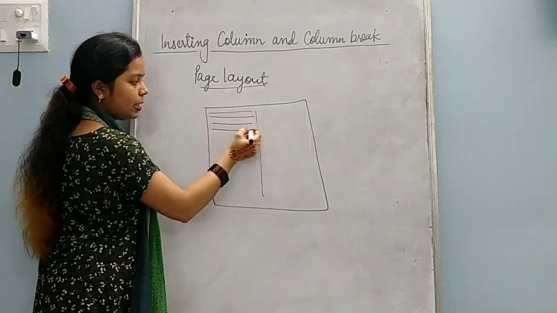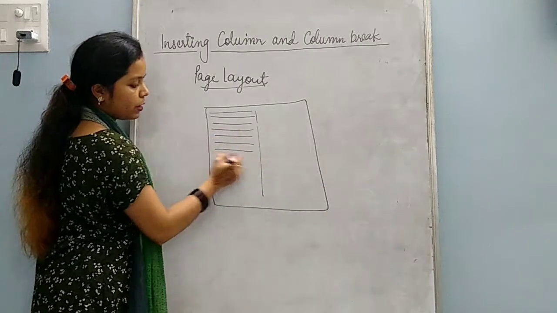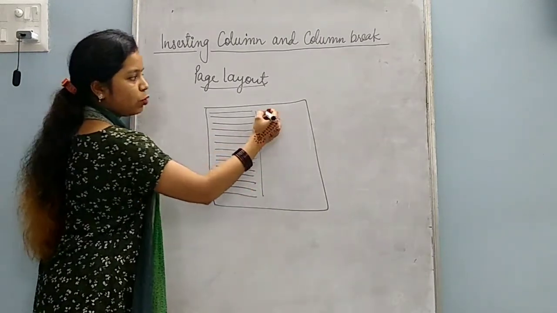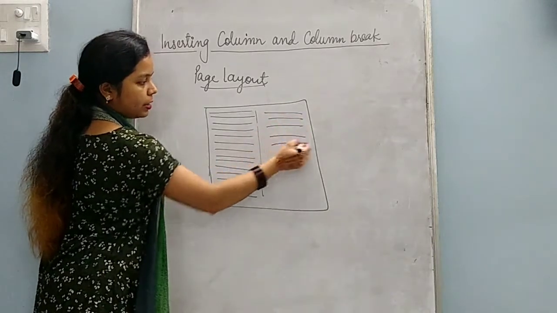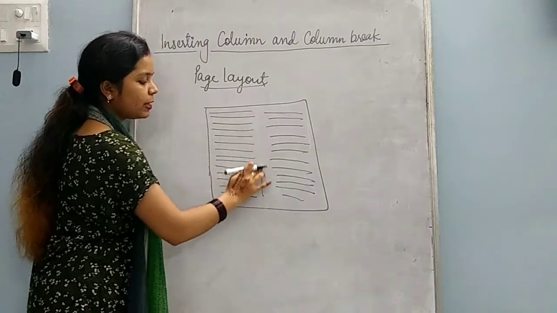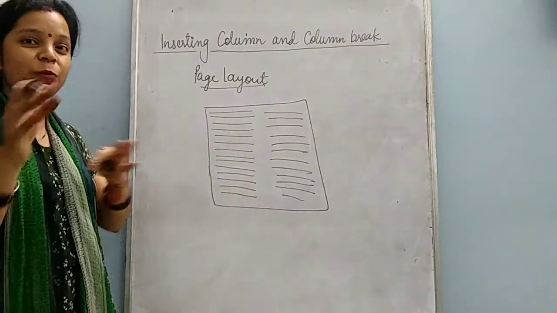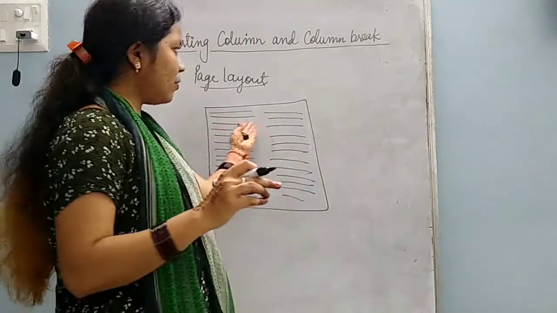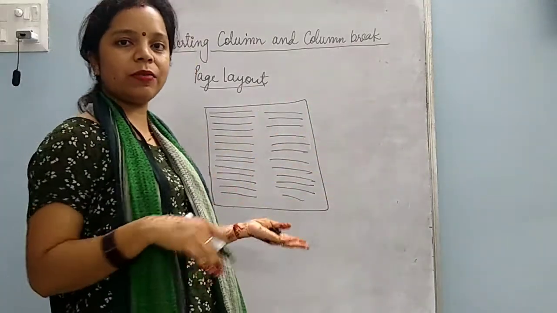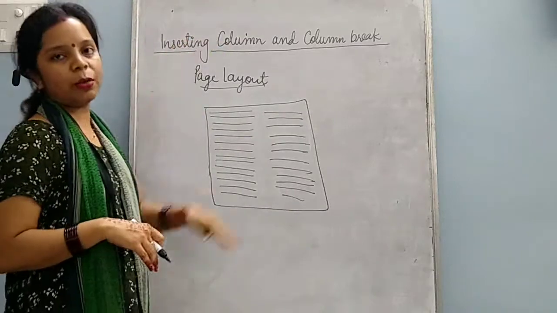first it will come in the first column like this. This will be your first column, whatever you write will come here. Then your cursor will go to the next column and it will come like this. So this is known as columns. Like you have seen a newspaper. A newspaper has so many columns, and it is divided like this. The whole page of the newspaper is divided into so many columns. So that is only the column option.